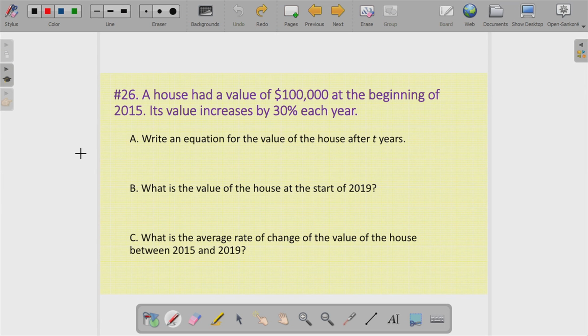We are rolling here. In 26, we have a house that's valued at $100,000 at the beginning of the year 2015, and we're told that its value increases, get this, by 30% each year. Now that's what I'm talking about, okay? This is a multi-part question in which students are asked to write an equation that's able to predict the value of the house after a certain number of years. They're asked to determine the value at a particular year, 2019, and then to analyze the average rate of change of the value between these 2 years.